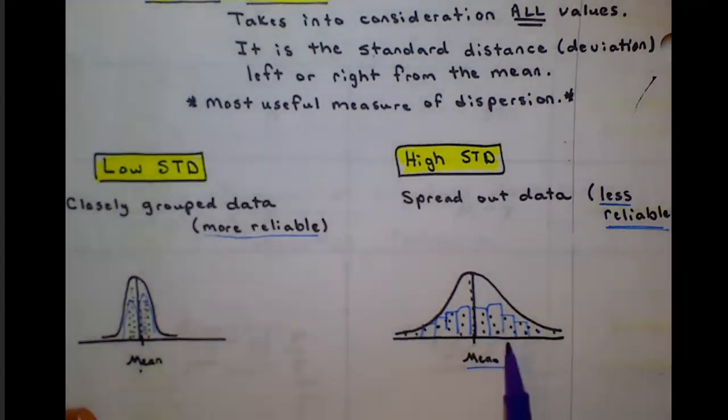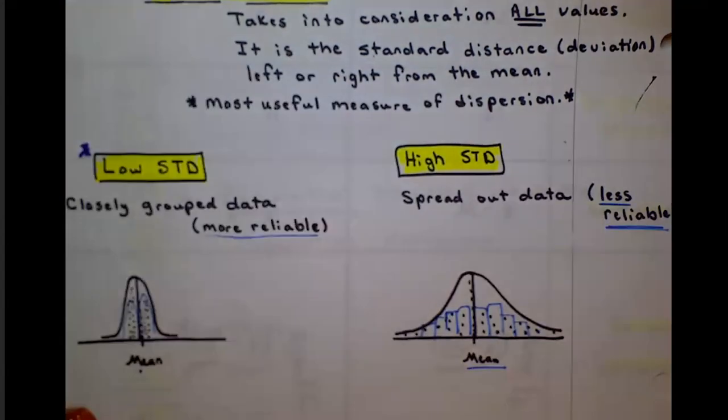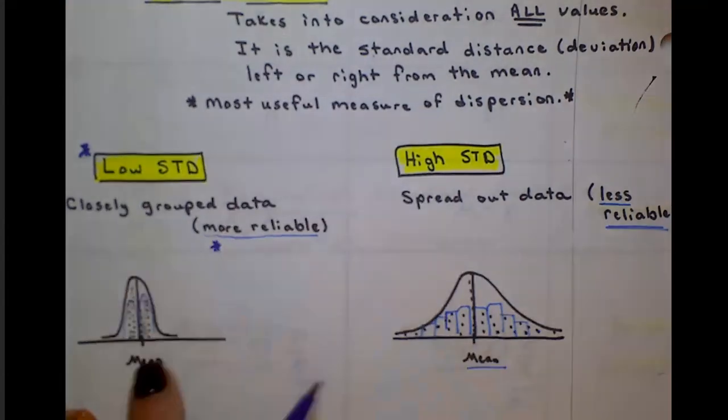When you have things that are varied outwardly and the data is more spread out from the average, it's not going to be as reliable. So what you want to become more reliable is a low standard deviation. That is going to be the most reliable. That comes with closely grouped data.